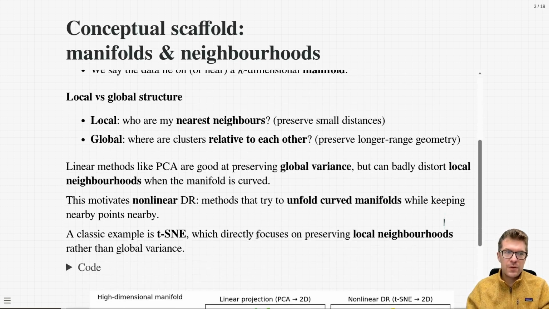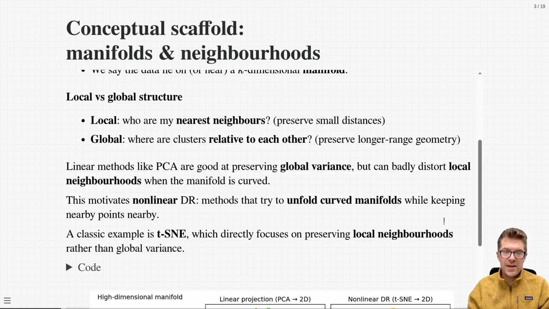So we have local structure and we have global structure. Locally, we can look at a data point and we can say, who are my nearest neighbors? And then we can try to preserve small distances. And then we have global structure, which is like, where are the big clusters relative to each other? And we want to preserve longer range geometry. So linear methods that just involve lots of matrix multiplication, like principal components analysis, are pretty good at preserving global variance. We're looking at global changes in variance. But they can badly distort local neighborhoods when the low-level manifold is curved, if that makes sense.